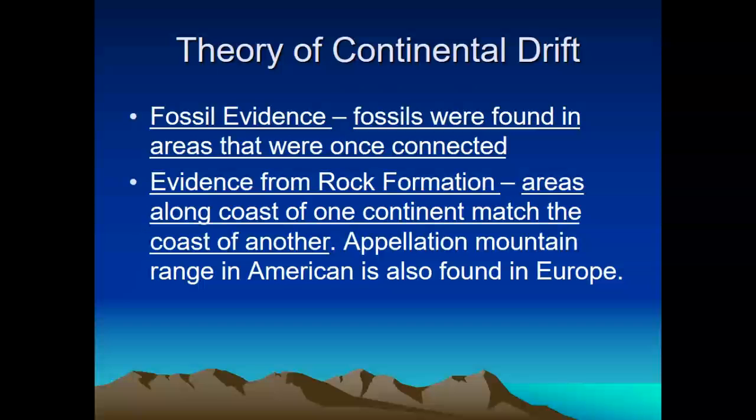Another great example of continental theory is rock formations, meaning that we can look at one area and say these rocks were formed during this period of time, and use those as evidence for other areas. The Smoky Mountains or the Appalachian Mountains are a great example of this. So evidence of rock formations suggests that areas along the coast of one continent match the coast of another.